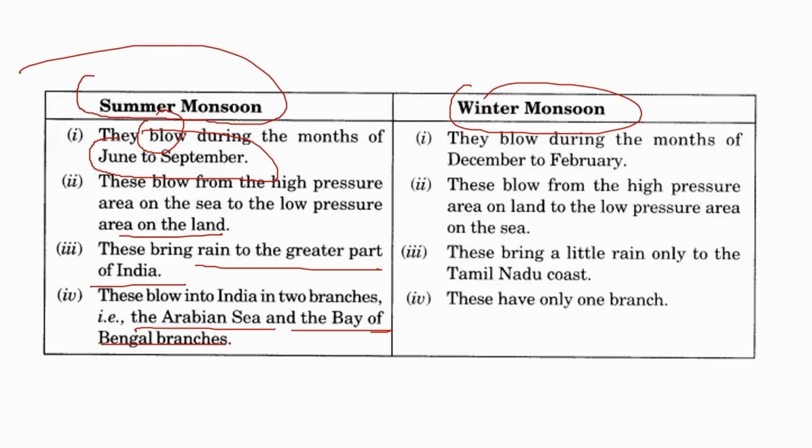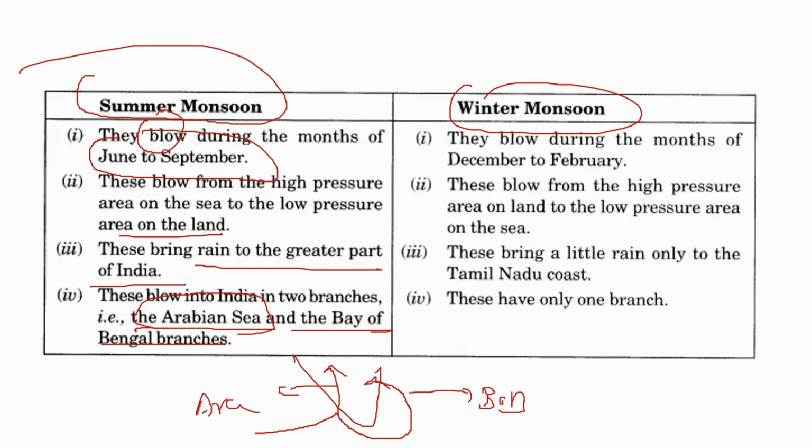Okay. Now let's look at how these two branches occur. Whenever the monsoon hits the Indian region, it is split into two. One flows northward through the Arabian Sea and another flows through the Bay of Bengal region. This branch is known as the Arabian Sea branch and this branch is known as the Bay of Bengal branch. This is why this bifurcation occurs.